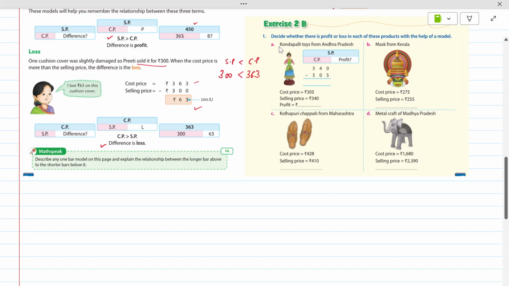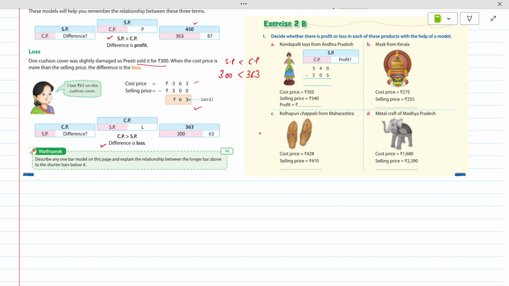So the first one is the Kondapalli toys from Andhra Pradesh. The cost price of the toy is 305. It means the toy was bought or purchased at a price of 305, and then the selling price is 340. It means it was sold at the price of 340.